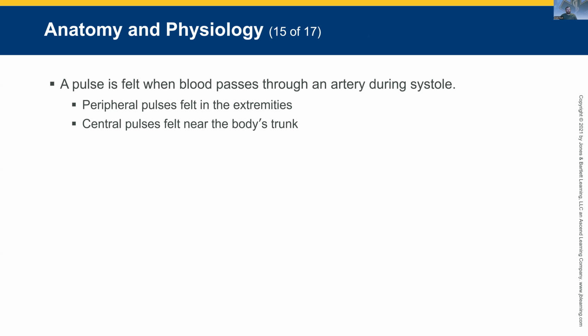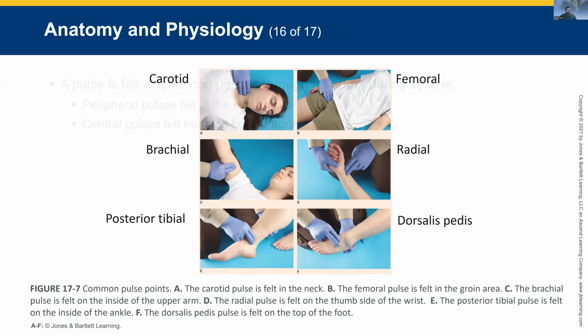Peripheral pulses are felt in the extremities, while central pulses are felt near the body's trunk. I'm going to go back for a minute. So your peripheral pulses, your radial and posterior tibial, while central pulses, that's going to be something like your femoral or your carotid. So there are some of your pulse points: carotid, brachial, posterior tibial, femoral, radial, and dorsalis pedis.